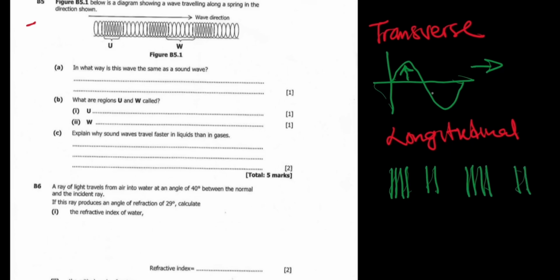So which of the two waves resembles this particular wave that we have in the diagram? Well, you know that this is clearly pointing to this particular wave, which is the longitudinal wave. So in what way is this wave the same as a sound wave? Well, just know that it is longitudinal. They are both longitudinal waves. So you can write they are both longitudinal waves. So make sure you understand that.